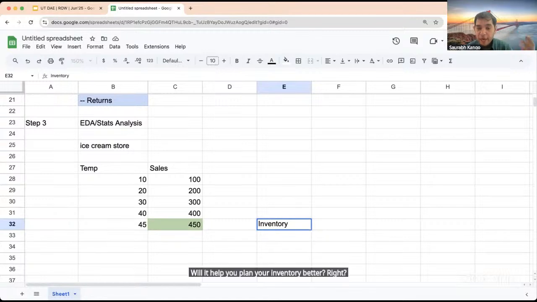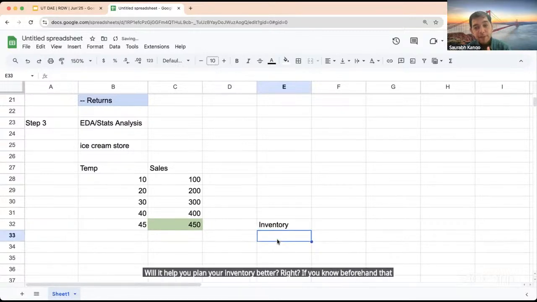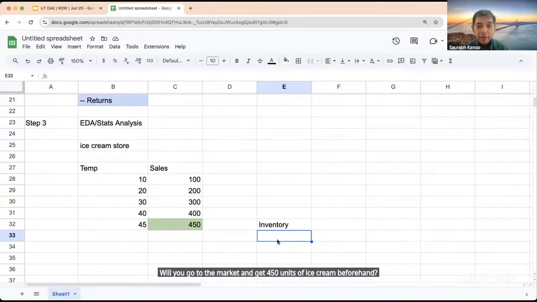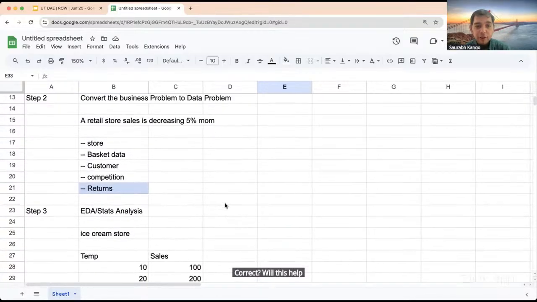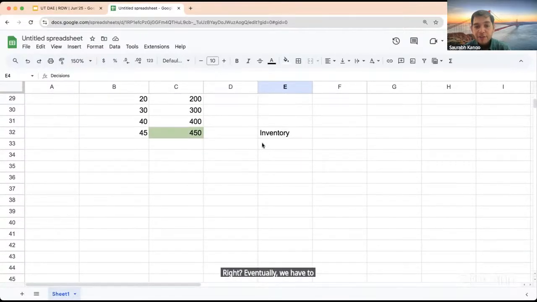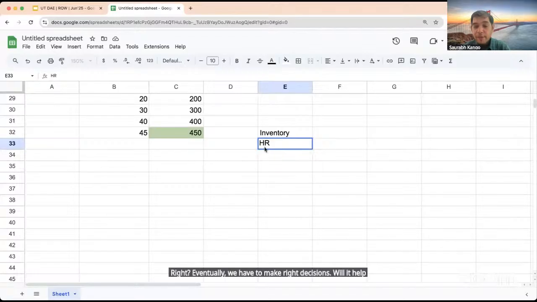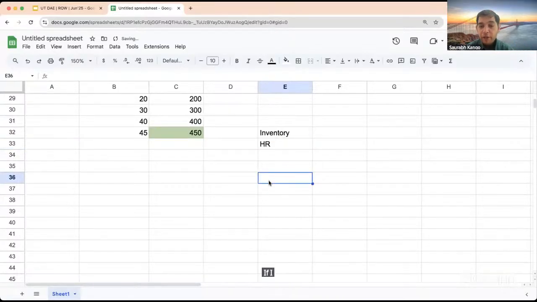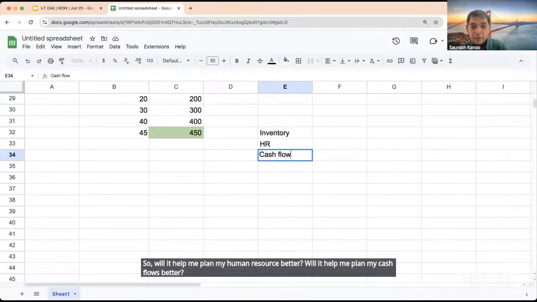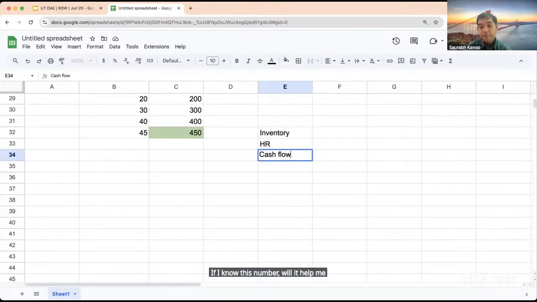Right? If you know beforehand that 450 units of ice cream will be sold, will you go to the market and get 450 units of ice cream beforehand? Correct? Will this help make the decision of inventory much better, the correct decision? Right? Eventually, we have to make right decisions. Will it help you plan your human resources better? If I know for every 200 units of ice cream I need one person, will it help me plan my human resources better? Will it help me plan my cash flows better? If I know this number, will it help me plan my cash flows better?